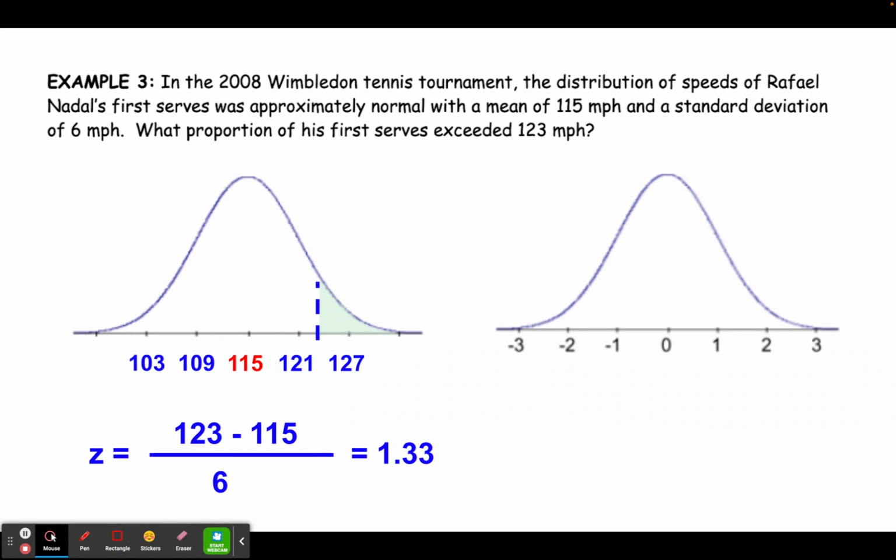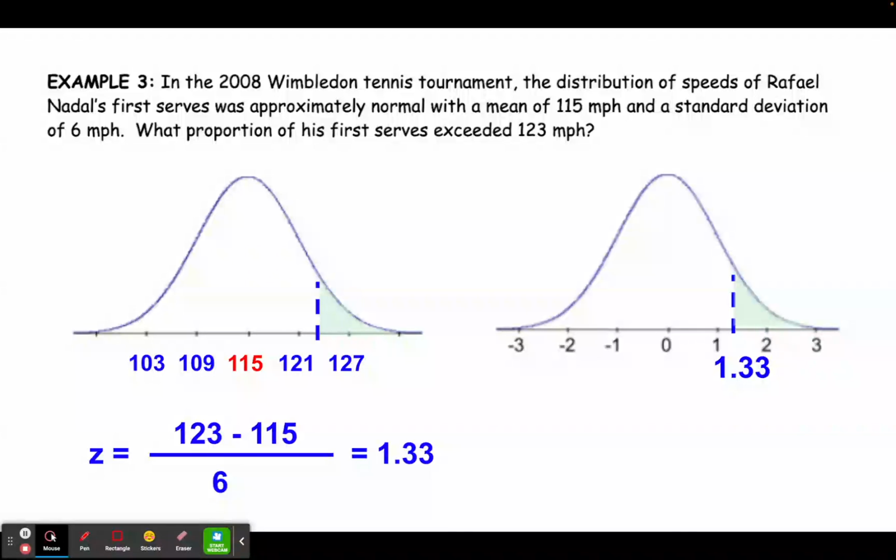And just another reminder, we always round z-scores to 2 places, and you want to be sure that you follow the rules of rounding. So it's not 1.3, it's not 1.34, it's 1.33 if we round that correctly. Now on the right, 1.33 standard deviations above the mean would be right about there. We'll shade the area to the right of that, and then we're going to look up that value on table A. Remember, because we're shading to the right, when we look up 1.33 on table A, it's going to tell us the area to the left.